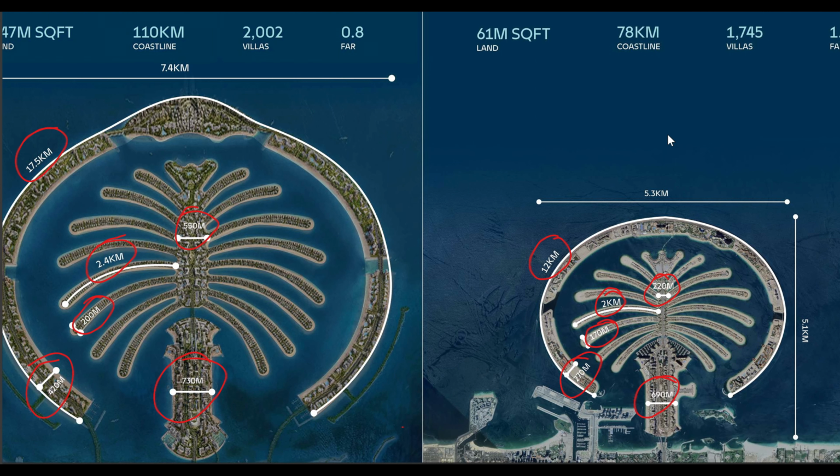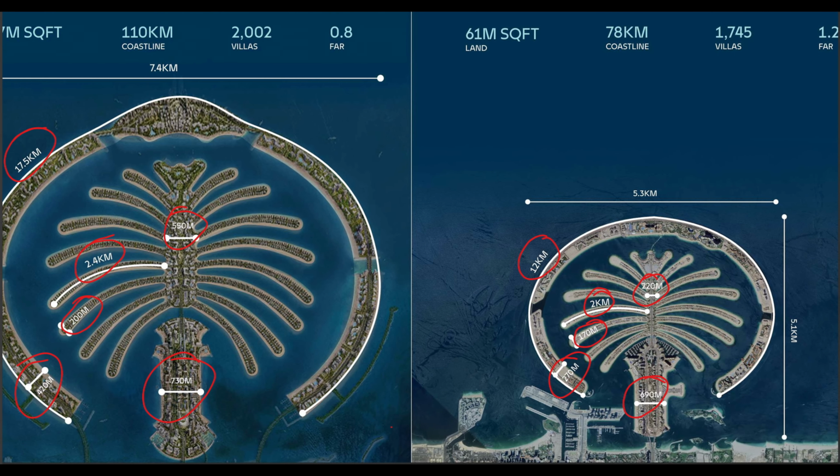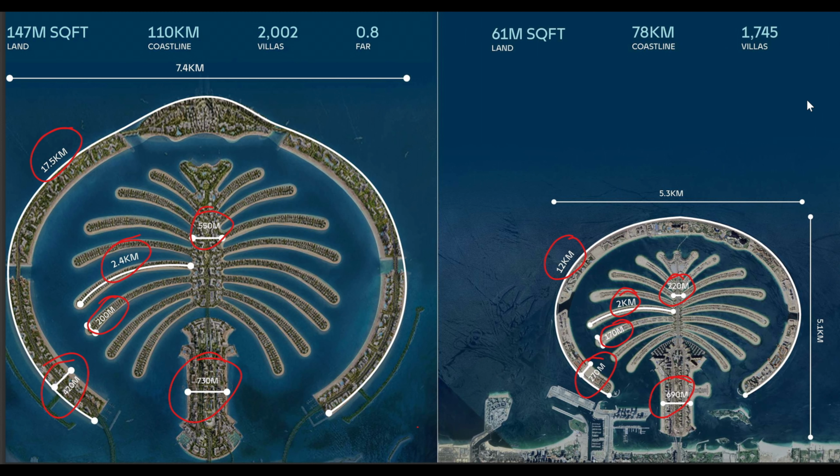Just be with me. This slide shows some differences between Palm Jebel Ali and Palm Jumeirah. For example, here we see the total size is 147 million square feet, whereas in Palm Jumeirah it was only 61 million square feet of land. The total coastline in Palm Jebel Ali is 110 kilometers, whereas it was 78 kilometers in Palm Jumeirah. In Palm Jebel Ali, you are expecting 2,000 villas, 2,002 precisely, whereas it was 1,745 villas. By the way, if we compare the land area, Palm Jebel Ali is more than twice the size of Palm Jumeirah.